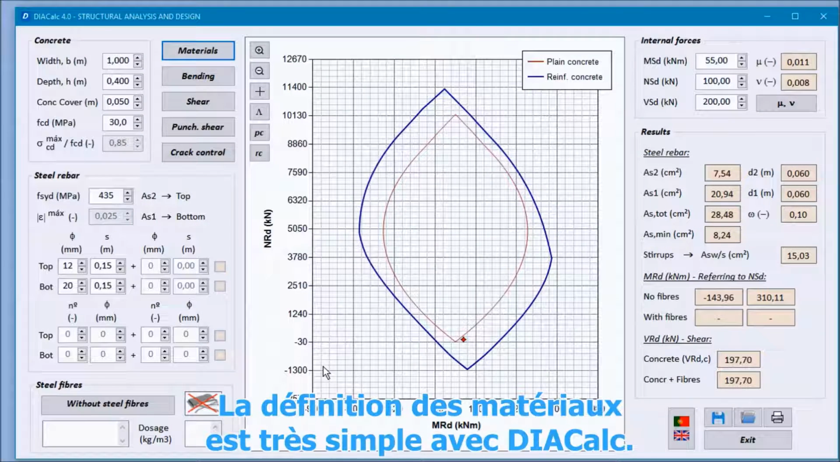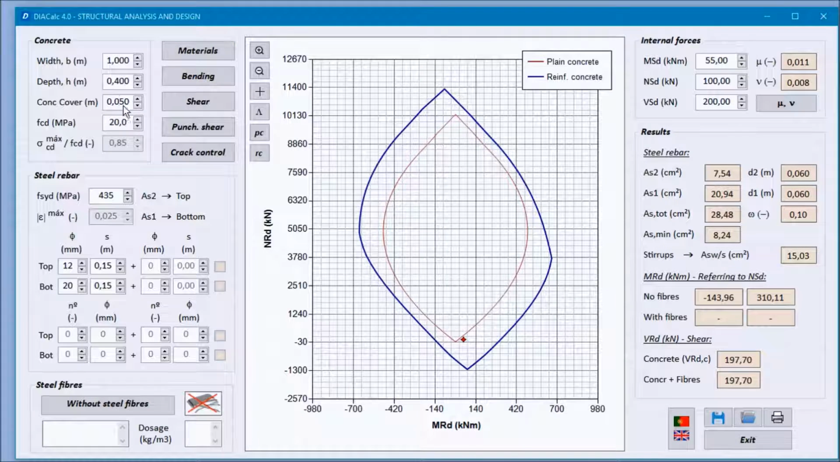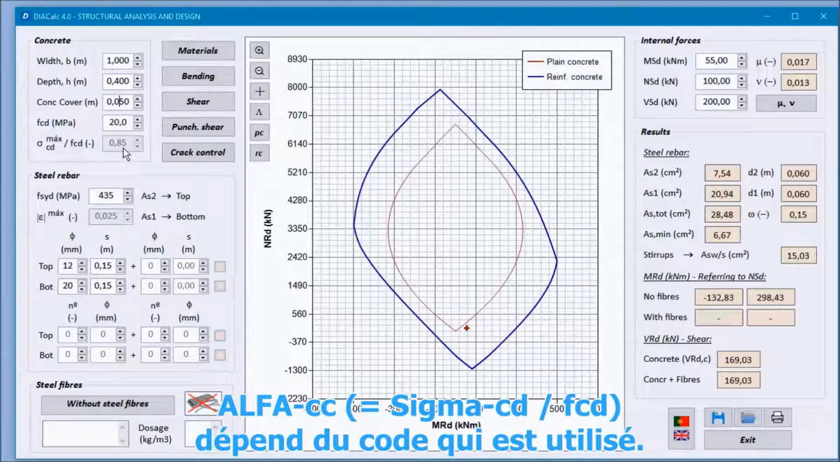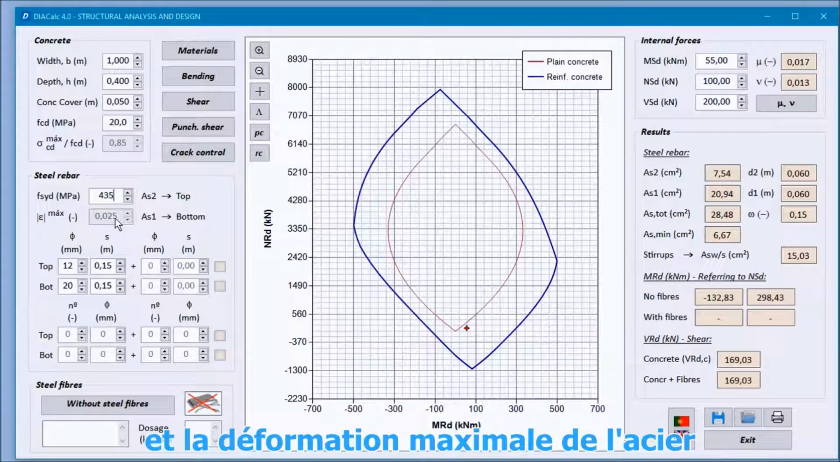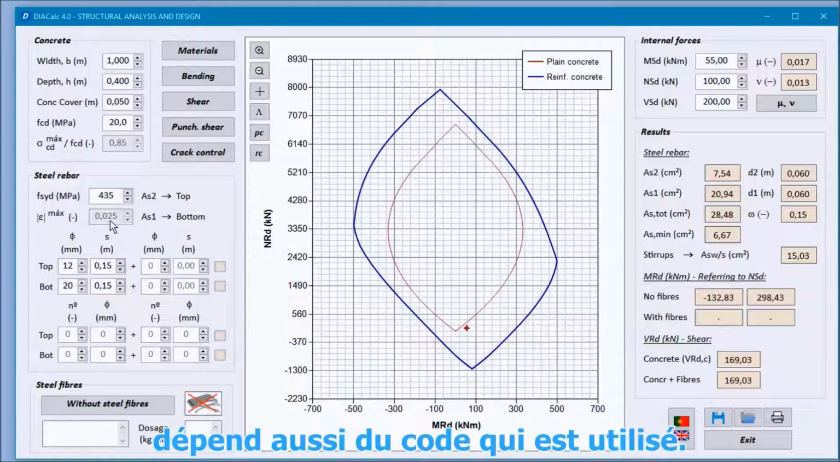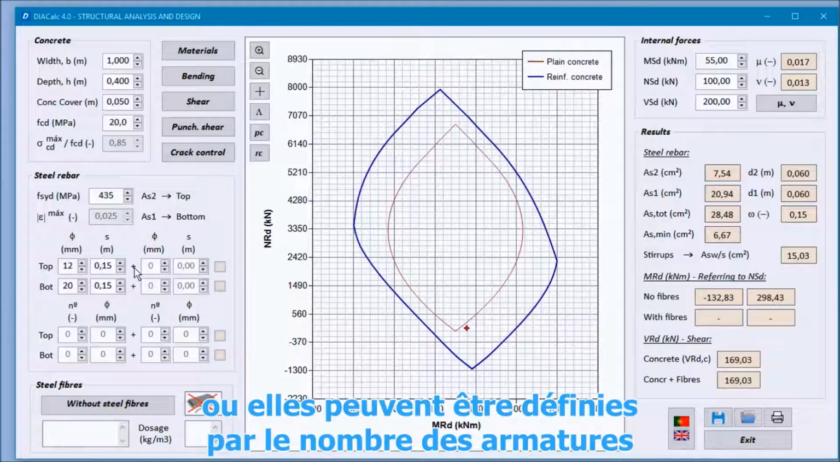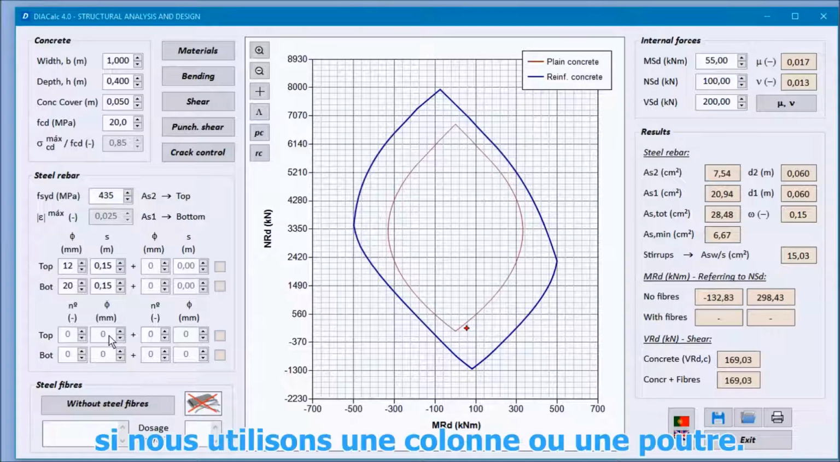The materials definition is very simple with DIACalc. The concrete is defined by FCD and by the concrete cover. Alpha CC depends on the code that is being used. Steel rebars are defined by FSYD, and the maximum steel deformation depends also on the code that is being used. The steel rebars can be defined by rebar spacings, or they can be defined by number of rebars, which is more adequate for example, if we are using a column or a beam.